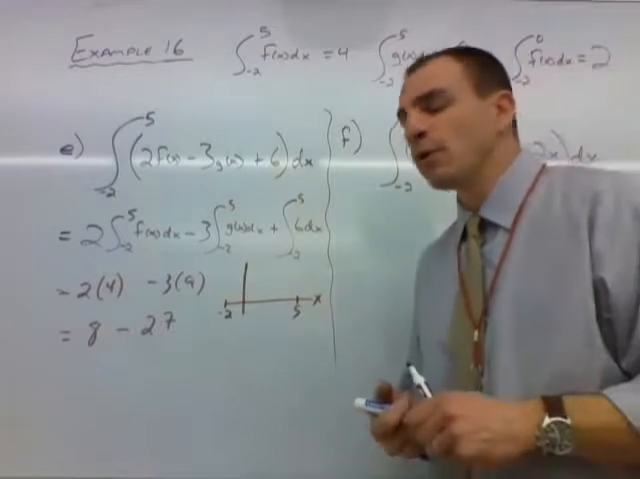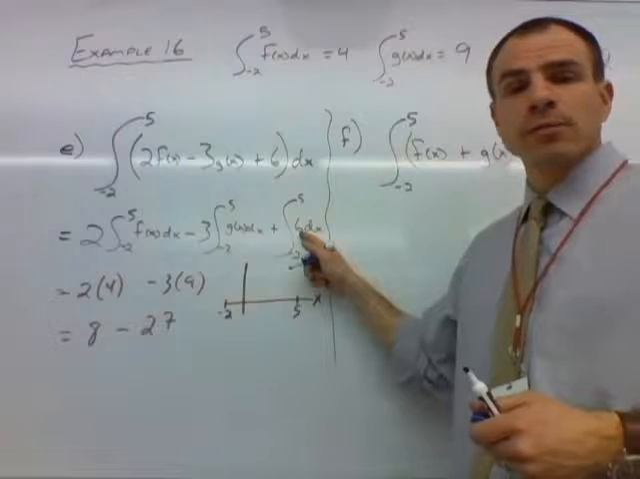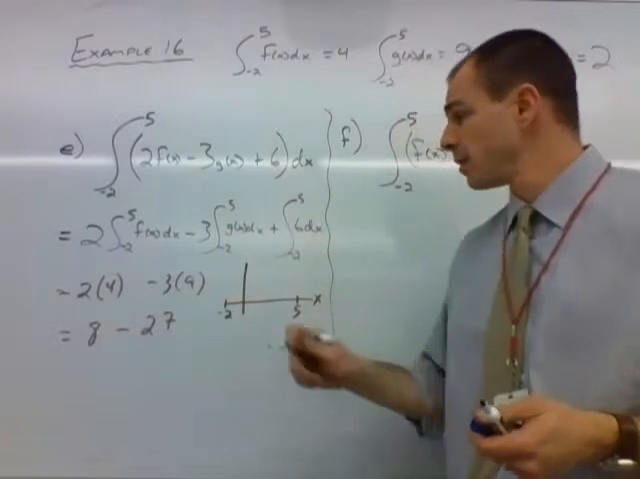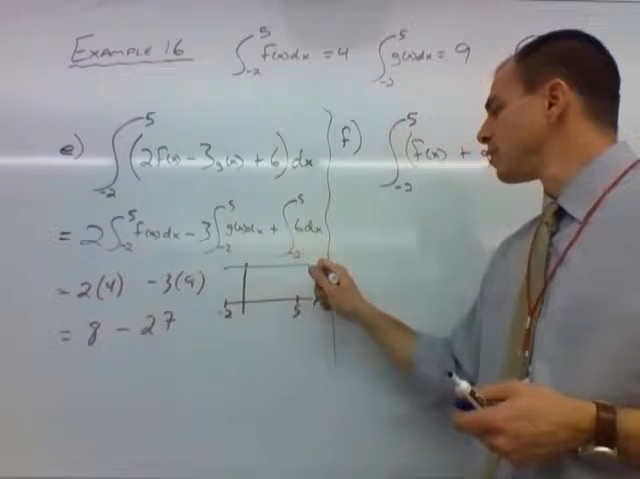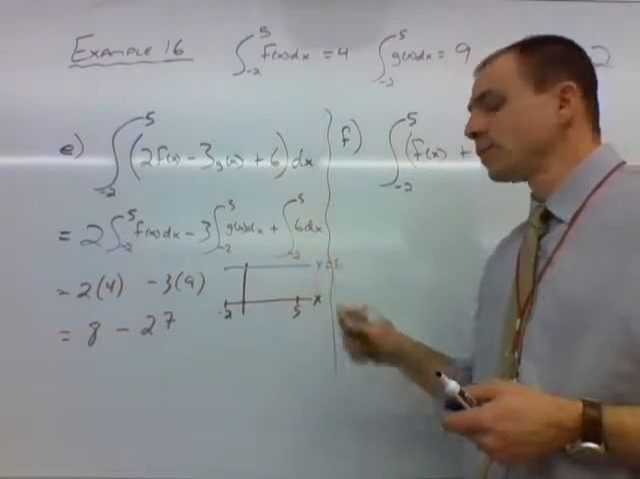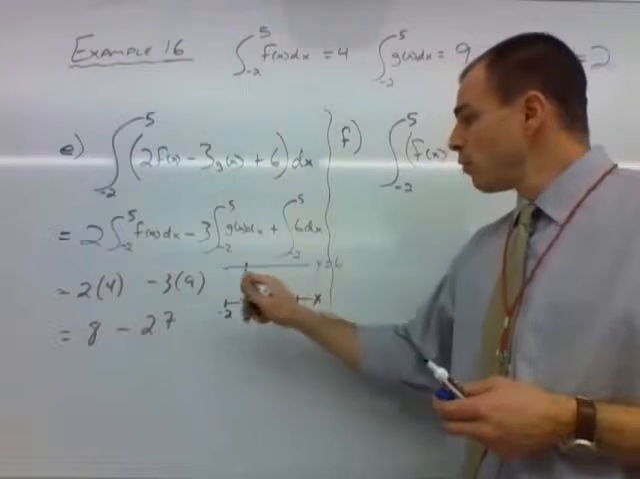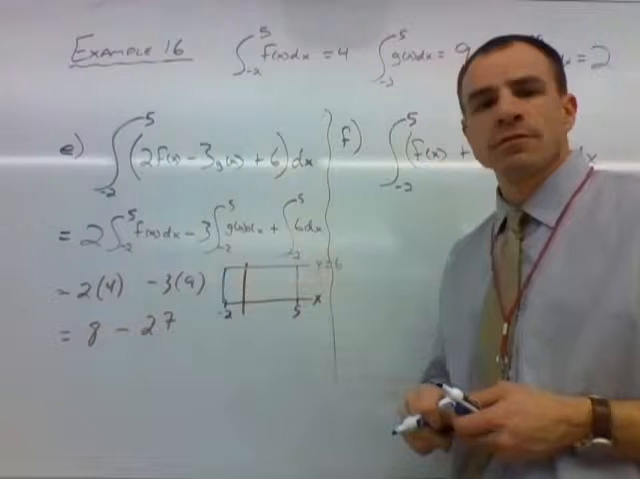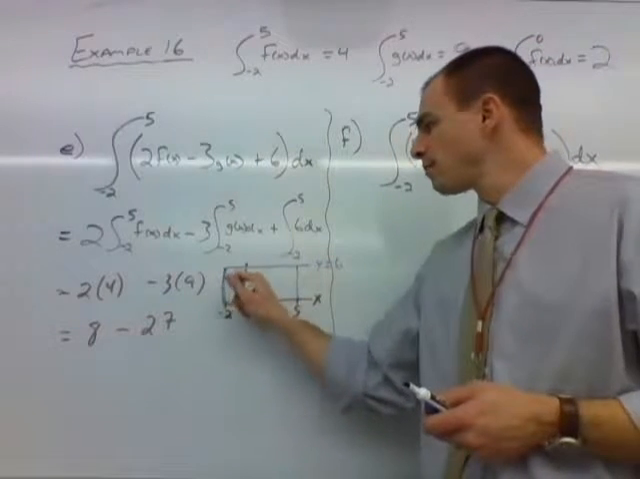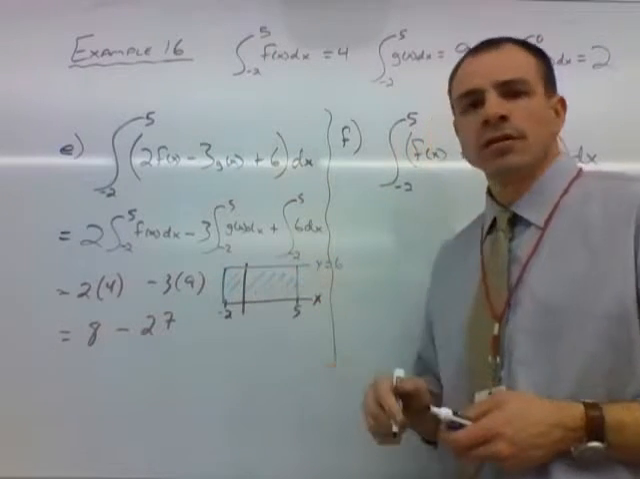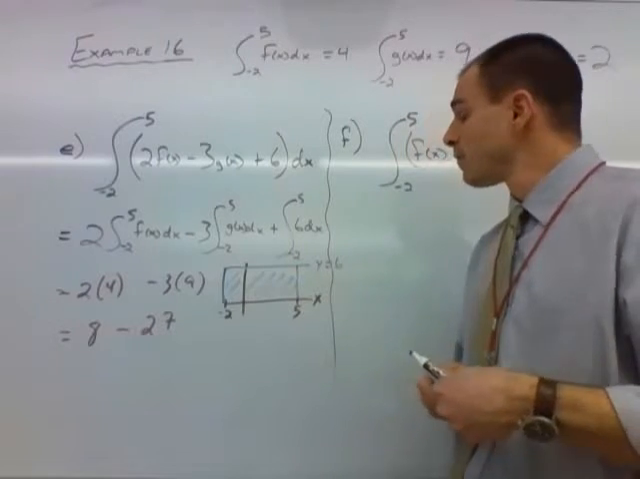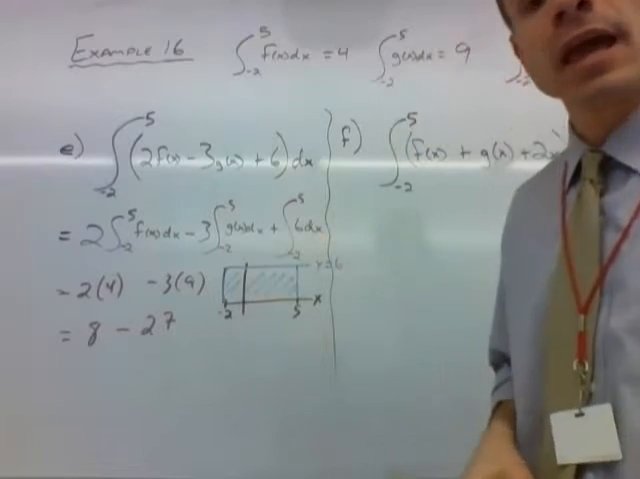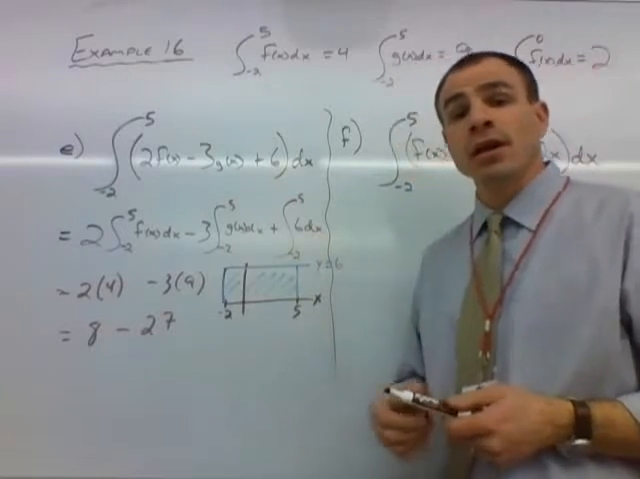Let me grab my blue marker here. y equals 6. What's the line y equals 6 look like? Yeah, it's a horizontal line, 6 units above the x-axis. So when we look for the area between the curve and the x-axis, we have this rectangle right here. We know that the definite integral from negative 2 to 5 of 6 dx, rather, that is going to be the area under the curve.